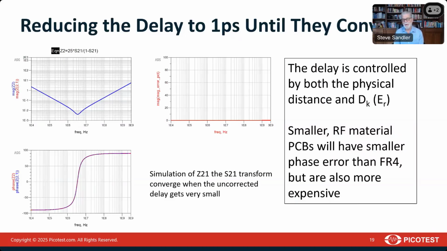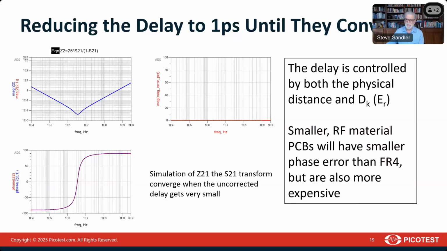And here what I did is I reduced the delay times in our very simple simulation just to see how it is that those errors change with time delay. And you can see that as we reduce that time delay, our 25 S21 over 1 minus S21 and our true full two-port measurement converge perfectly. And now you can see the phases and magnitudes are perfect overlays.